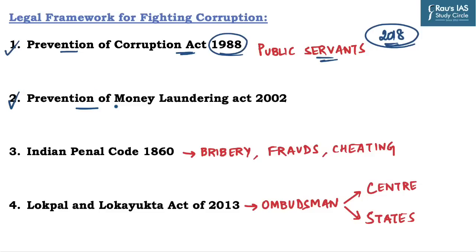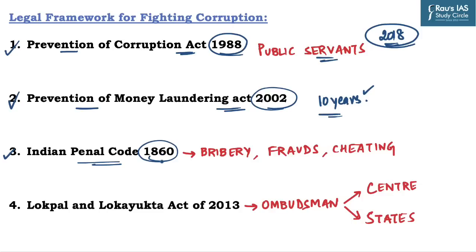The next one is Prevention of Money Laundering Act 2002. This act aims to prevent the instances of money laundering and prohibits the use of proceeds of crime in India. It also includes the imprisonment of 10 years for those who are involved in money laundering cases. The next one is Indian Penal Code of 1860. It has provisions which deals with bribery, frauds and cheating cases. And the last and recent one is Lokpal and Lokayukt Act of 2013. It establishes ombudsmen both for center and states to investigate the allegations of corruption against public servants, including the Prime Minister of India. These were the important legislations dealing with corruption.